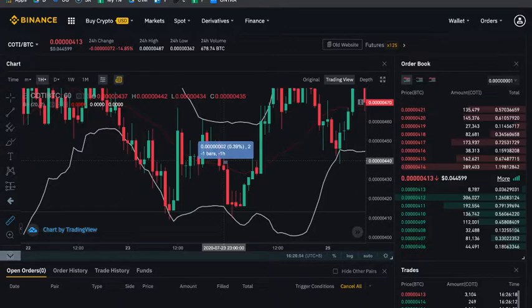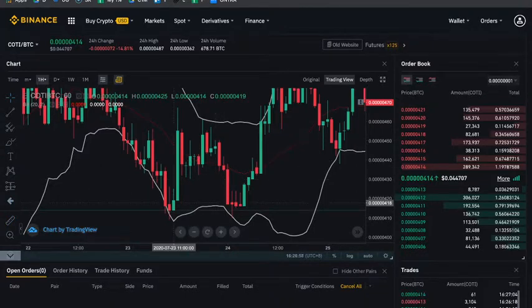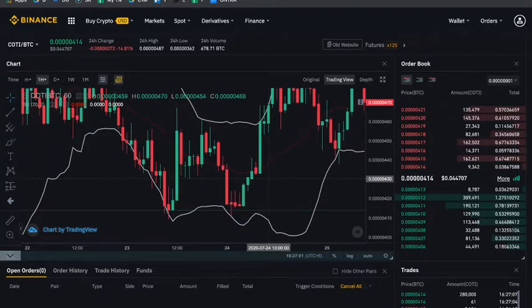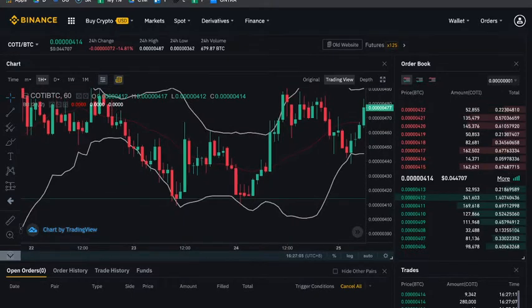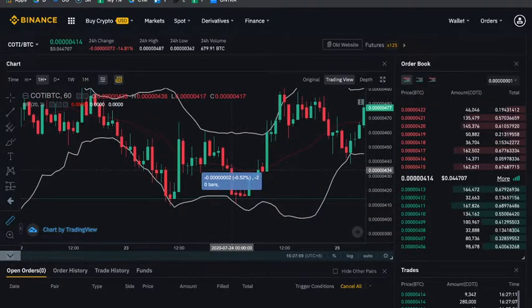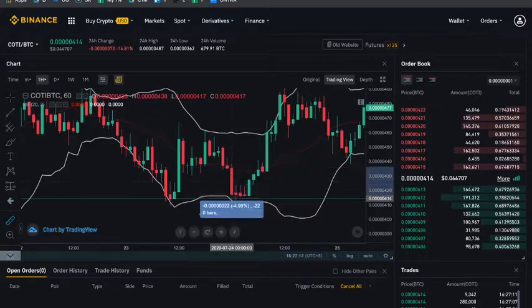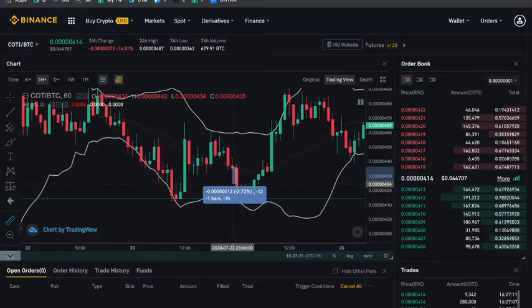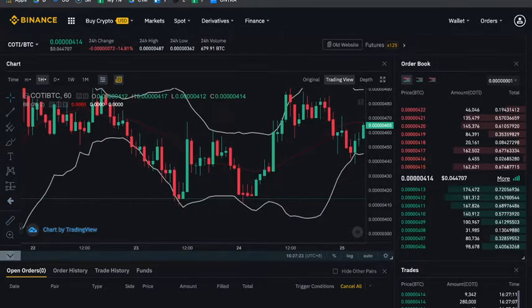So a red candle is when the closing price is lower than the opening price. In other words, this is a 1 hour candle, and after 1 hour, it opened here, and after 1 hour, whatever's happened, the closing price finished lower than the opening price. So it's bearish, it's been pushed down. A green one, of course, is the opposite. It means that the closing price is above the opening price.